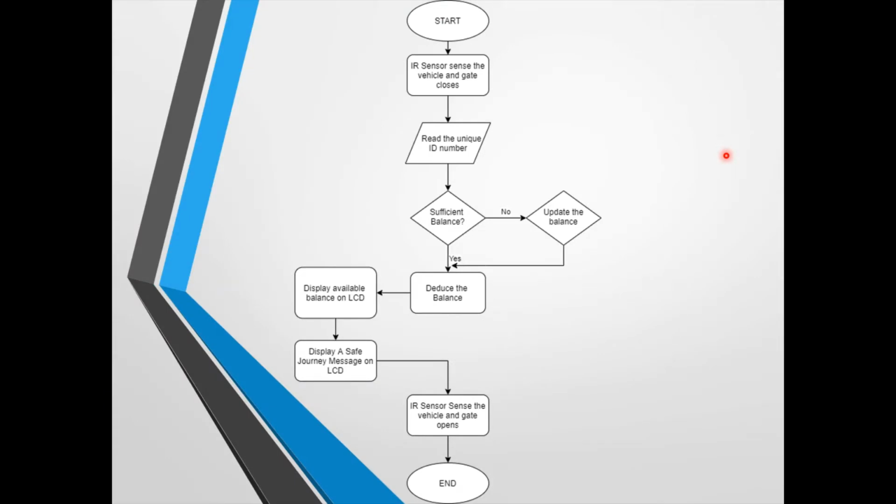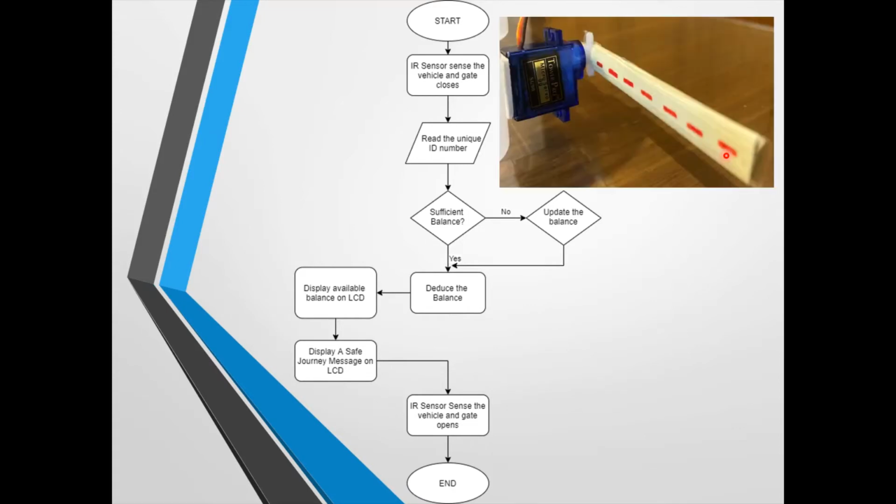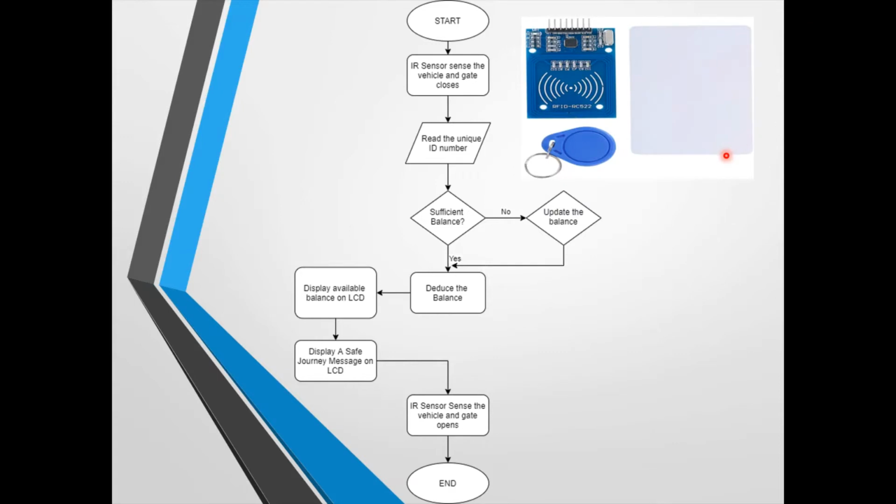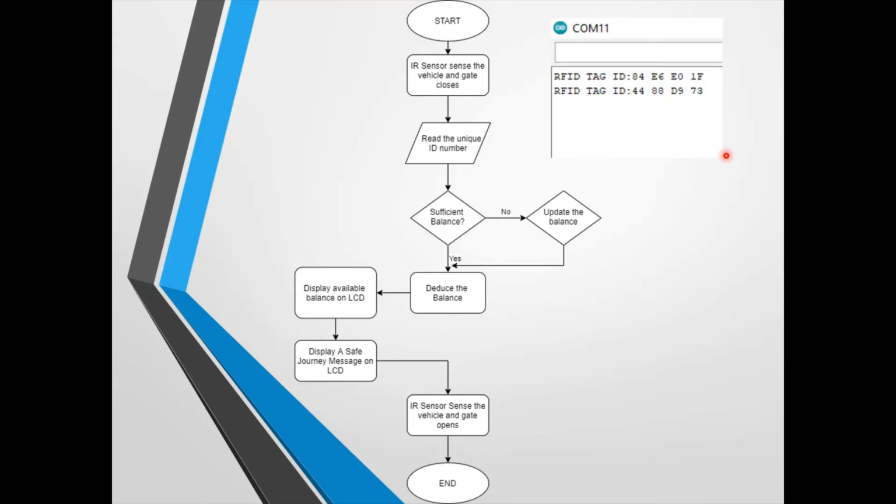This is the basic flowchart. The IR sensor senses the vehicle and the gate closes. Then the RFID reader reads the unique ID number of the card, and checks if the balance is sufficient. This is the unique ID number for both the cards which we are going to use.